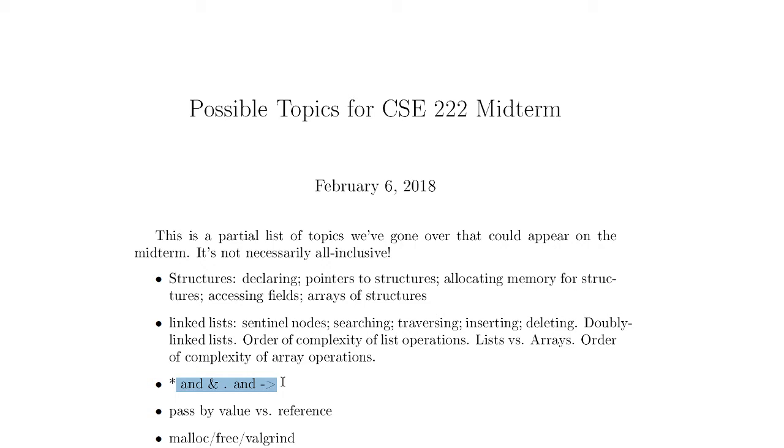And period accesses a field in a structure, and arrow accesses a field in the thing pointed to by a pointer, right? The structure pointed to by something. All right, pass by value versus pass by reference.